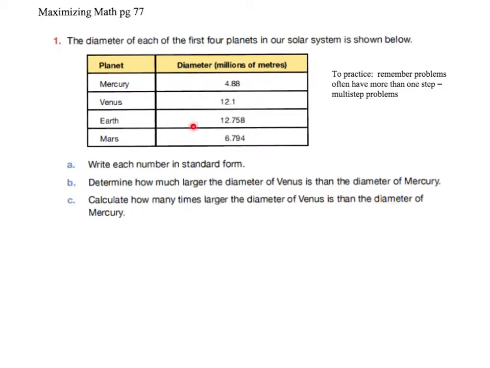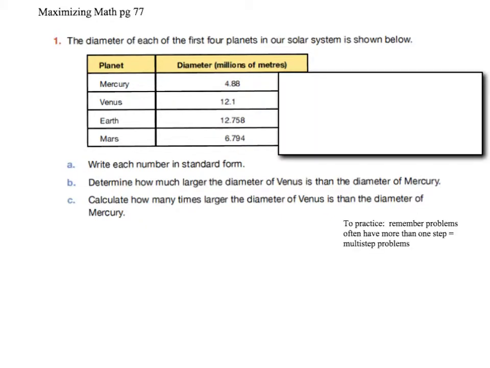So let's start by putting each number into standard form. Press pause and put them into standard form now. All right, so 4.88 million, remember, is 4 million, and the rest fills in. So 880,000 would be our standard number for that one. 12 million, 12.1 million, so 12,100,000 would be our next one. 12.758 million, so 12,758,000 would be our number there.